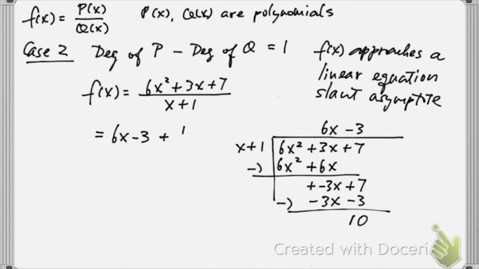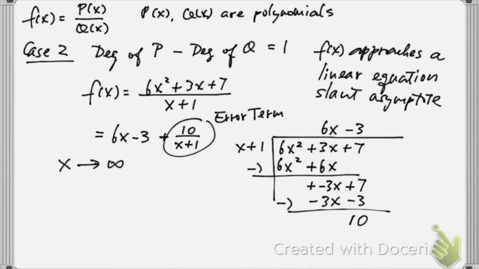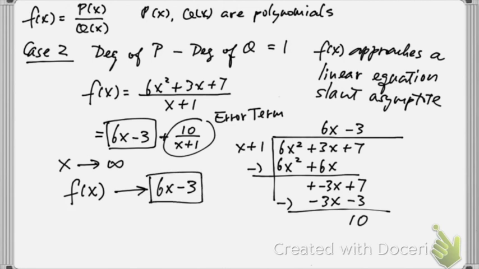And the error term would be the remainder over the original denominator, right? Recall from some of the earlier videos, this is what we call the error term. And now it becomes clearer where the asymptote is going to be. Because as x becomes very large, f of x is going to approach 6x minus 3. This whole expression here is going to approach this, because the error term is going to drop out. As you can imagine, when x becomes very, very large, this whole fraction is going to be 10 divided by a very large number, which becomes less and less, so it's going to approach 0.